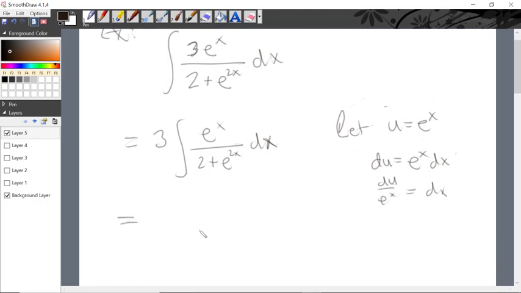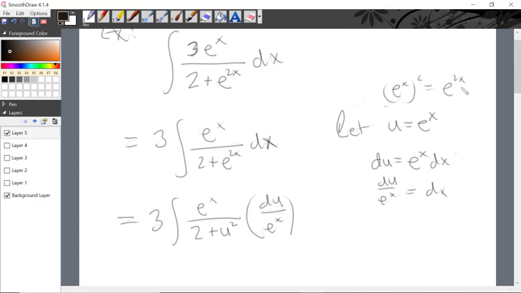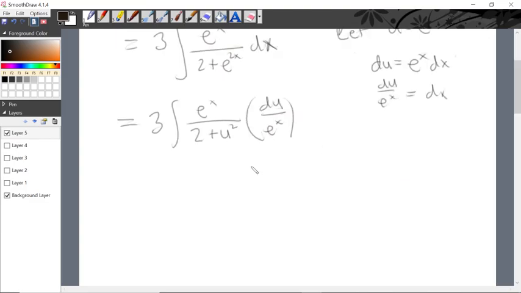All right, so now we have 3 times the integral. I'm going to leave that e to the x on the top, so I'm going to replace dx by du over e to the x. That cancels those. And then 2 plus e to the 2x is going to become 2 plus u squared, because again, e to the x squared is e to the 2x by rules of exponents. So now this e to the x cancels with this e to the x. We have something almost of the type integral 1 over 1 plus u squared du.